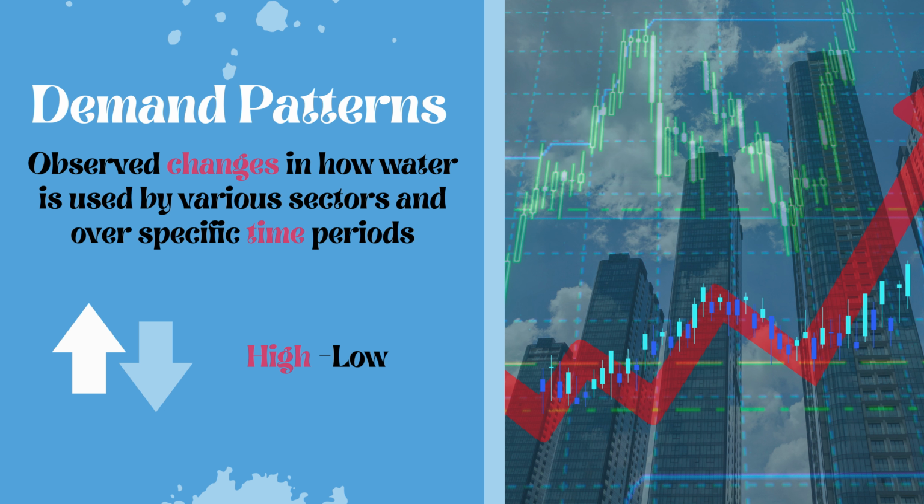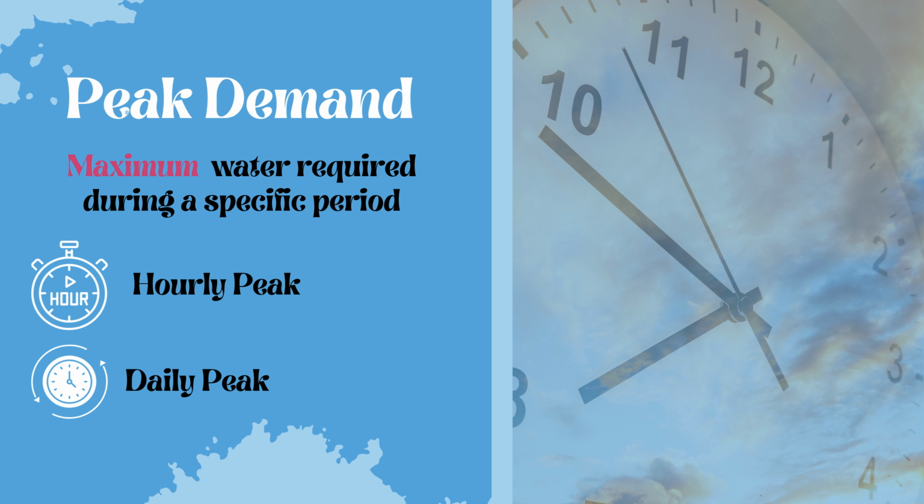Think of it like traffic flow. Sometimes there are rush hours and we can call it high demand. Sometimes it's calm and we can call it low demand. Peak demand is the maximum amount of water needed during a specific period. Imagine everyone getting ready for work or school in the morning. That's a peak demand time.